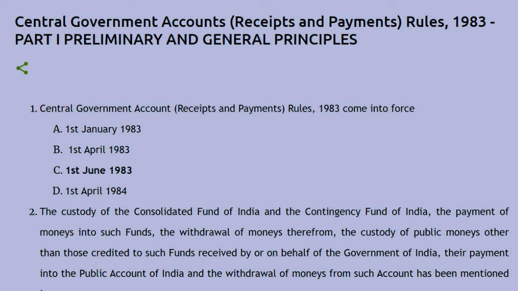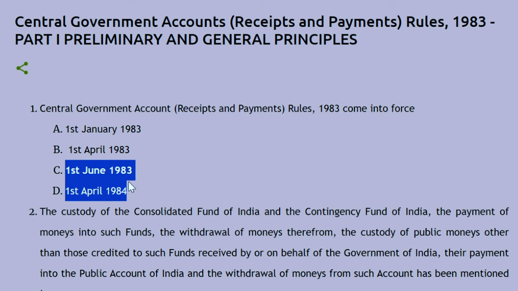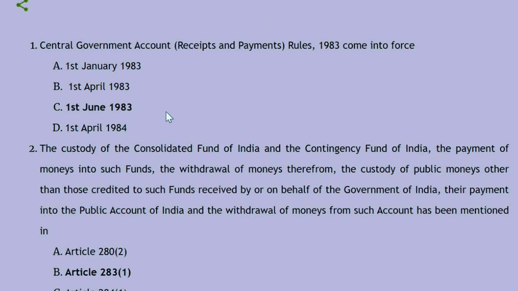Central Government Accounts Receipt and Payments Rules 1983, Part 1, Preliminary and General Principles, MCQ. Number 1. Central Government Accounts Receipt and Payments Rules 1983 come into force on: Answer, 1st June 1983.